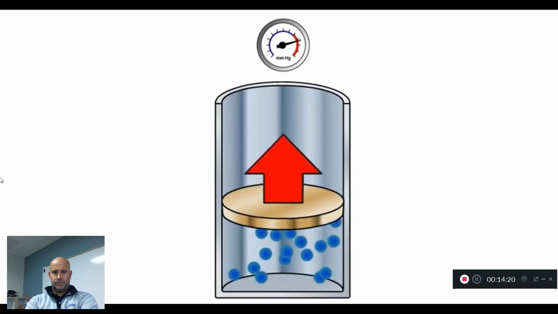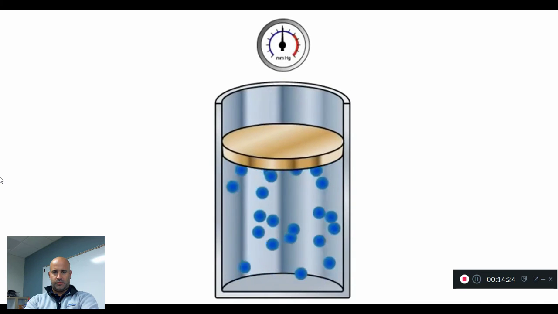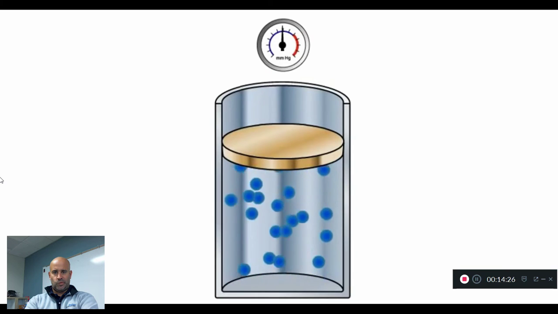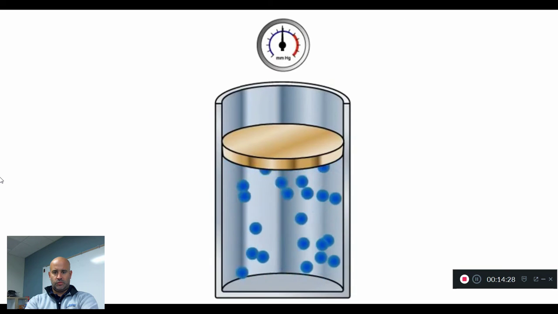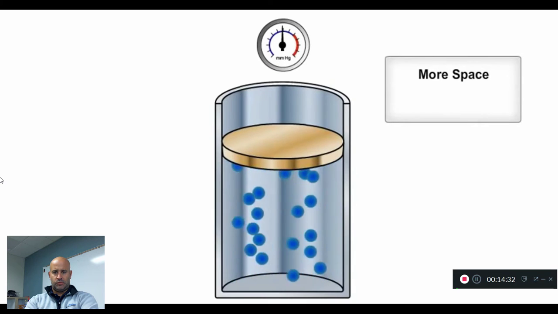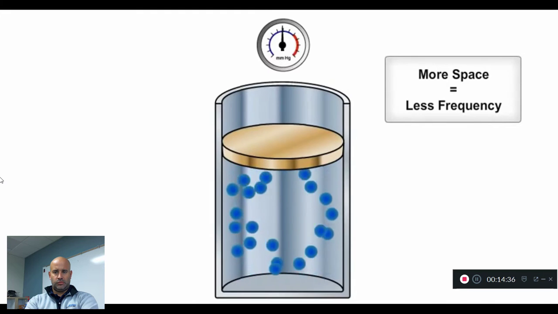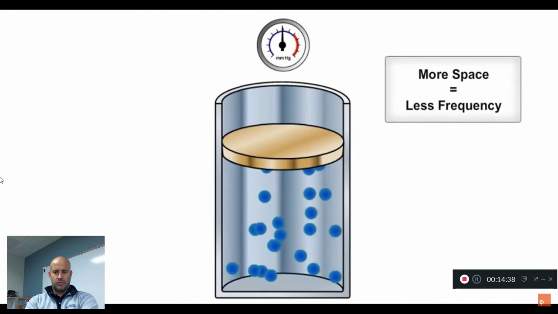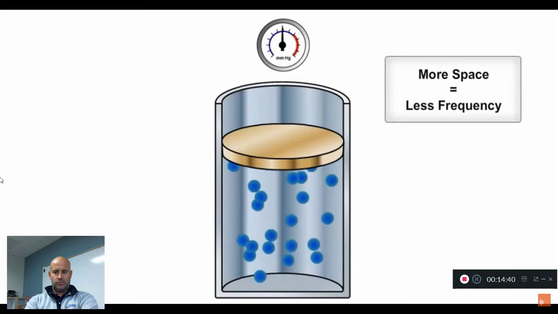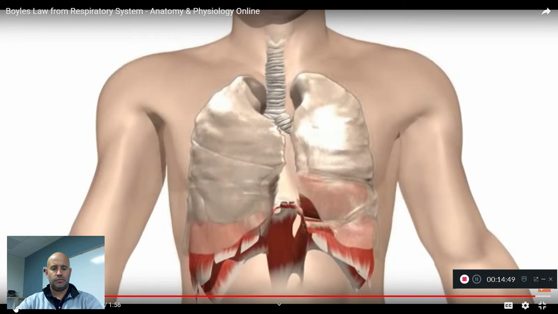Conversely, if the piston is pulled up, the available space inside the cylinder is increased. This means that the gas molecules have more space to move around in, with the effect that they strike the walls of the cylinder with less frequency. In this case, as the volume doubles, the pressure is reduced to half. And it's these differences in pressure caused by changes in lung volume that allow us to breathe.